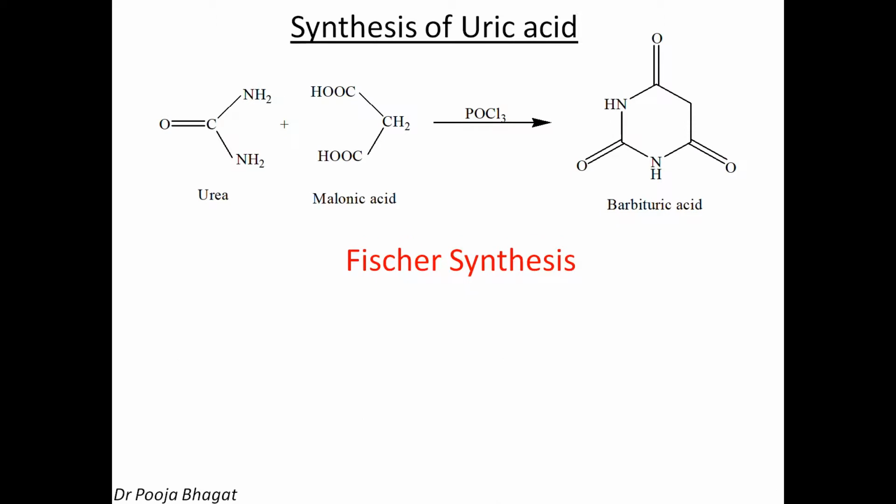Now the Fischer synthesis for uric acid. If you have to prepare uric acid, because in the Fischer synthesis, I told you, we will always start with uric acid. So this is a common method by which you will prepare uric acid, and from uric acid you can proceed as we have discussed. So for uric acid, here we will take urea, and this is malonic acid. Now this is the first strategy which we have followed.